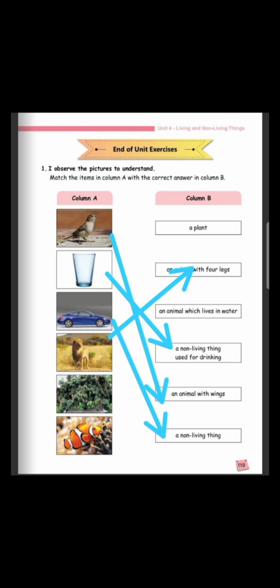Next picture we can see a tree. Let us read column B. A plant. Yes, it is a plant. Let us match. And lastly, we have a fish, and it is an animal which lives in water. Do your matching neatly and use your ruler.